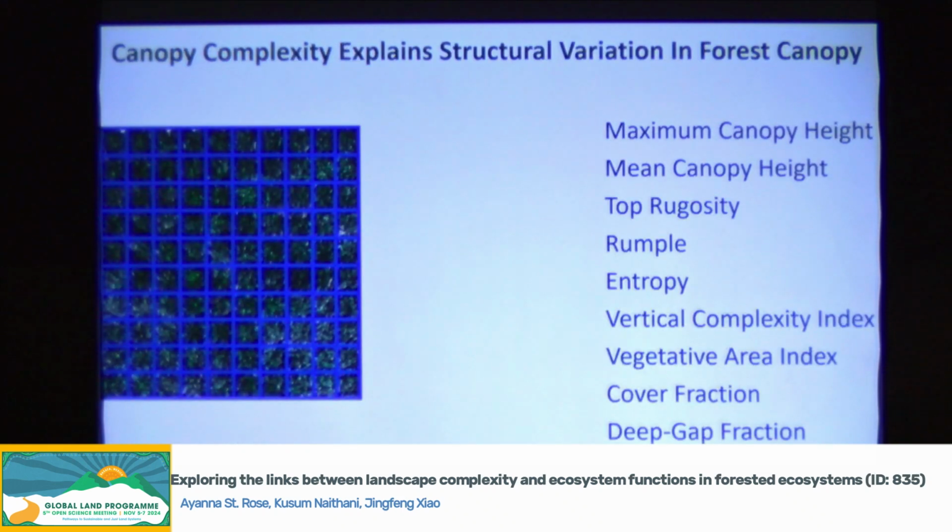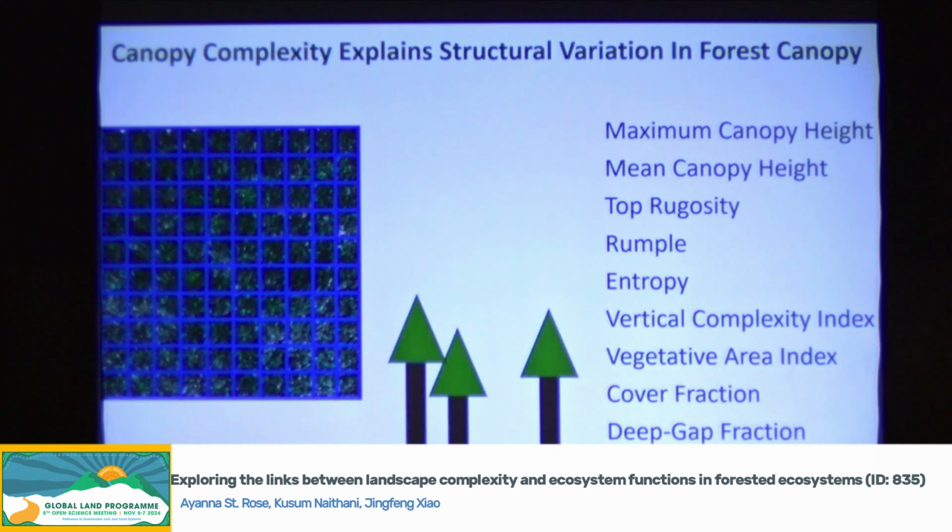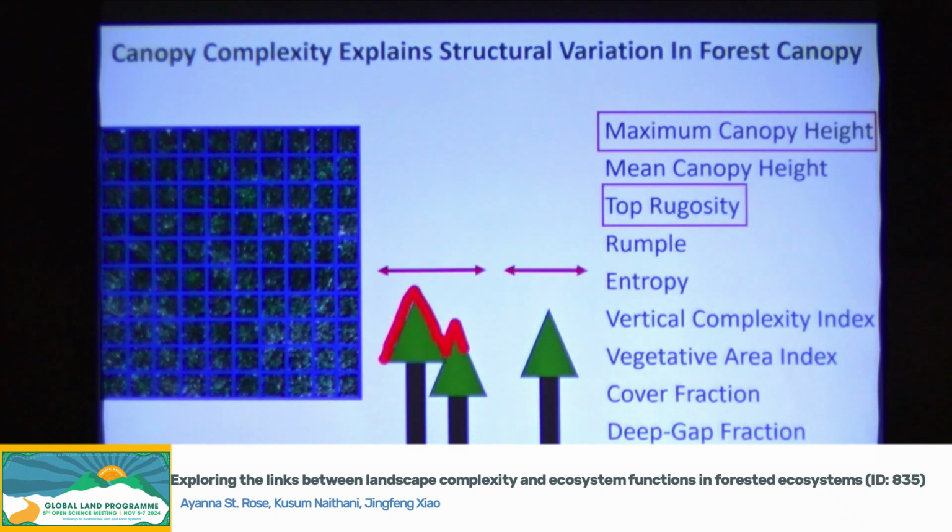For this research, we calculated 9 canopy structural complexity metrics, but to not bore you, I'll just explain the 2 most important. So we're going to have a fake forest, and the first one is maximum canopy height. This is the maximum canopy height in our site, and for this study we used the 95th percentile height to limit outliers. And then we also have top rugosity, or canopy rugosity, which is the standard deviation of canopy heights, so it's just a roughness measure.